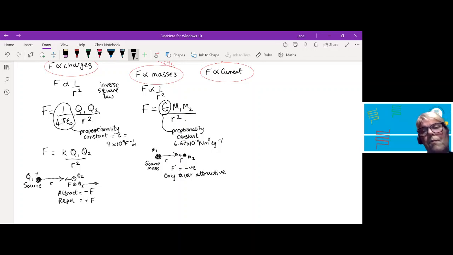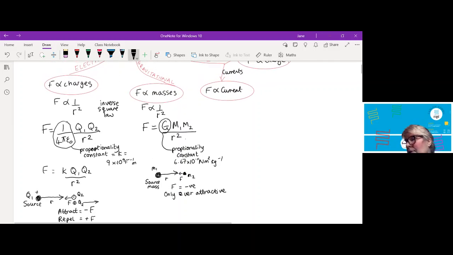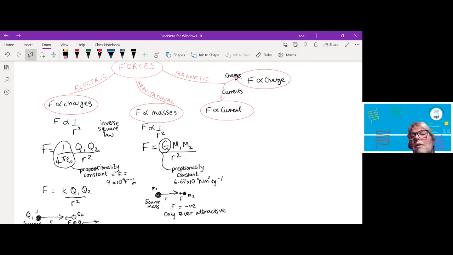Okay, so we can see with the gravitational and with the electrical, it depends on both of the charges, both of the masses, and the inverse of the square of the distance between those. Now let's have a look at magnetic while we're here for forces. For currents, the force depends on the current. The force also depends on the length of the conductor put into the magnetic field, and it also depends on the magnetic field strength B.